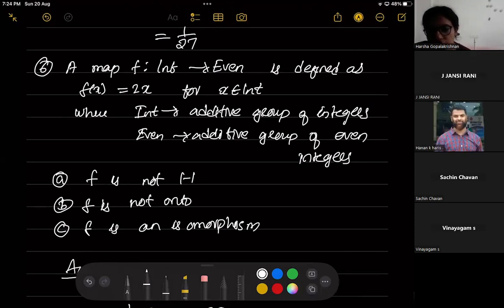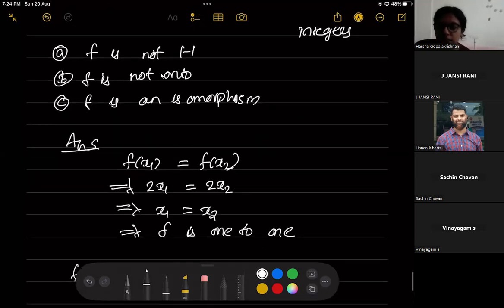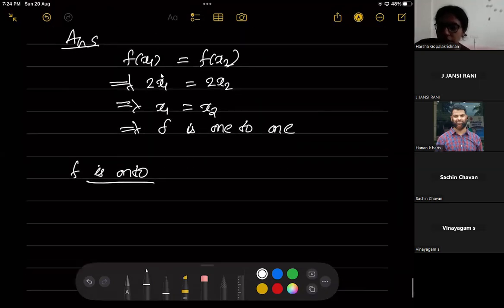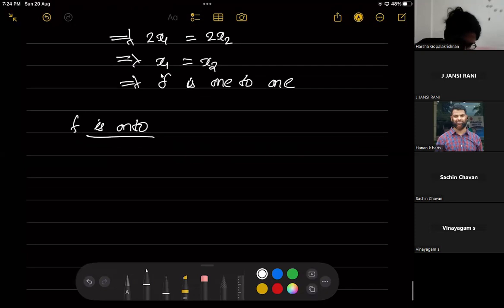Onto means that for any even integer, there should exist an element in the integers such that f of x is equal to that even integer. So, to prove the onto-ness, we should start from an element from the codomain, an element y in the even integers.